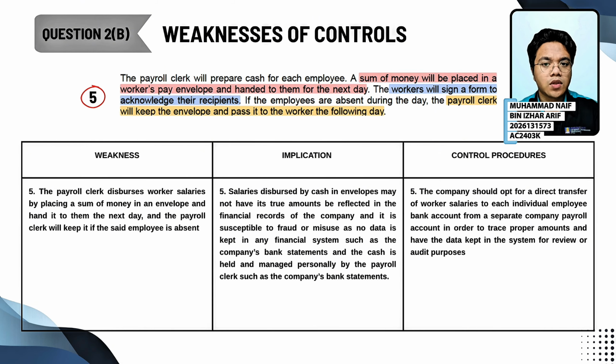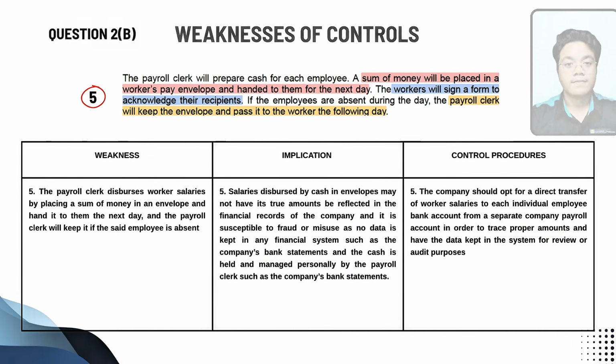The solution here is pretty straightforward. The company should switch to direct bank transfers from a dedicated company payroll account into each employee's individual bank account. This ensures every transaction is traceable, properly recorded, and available for review or audit purposes.